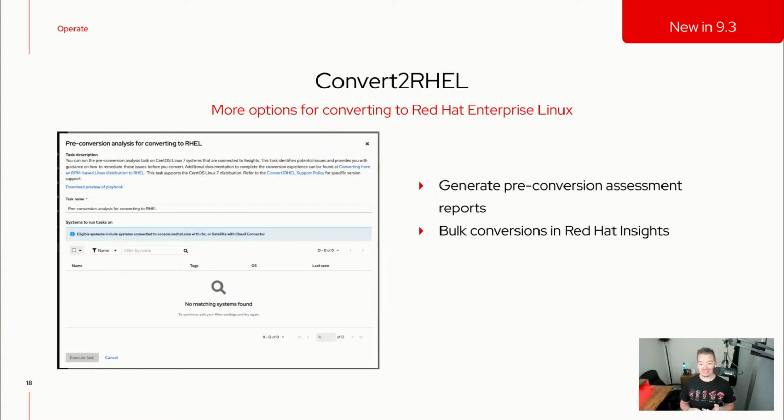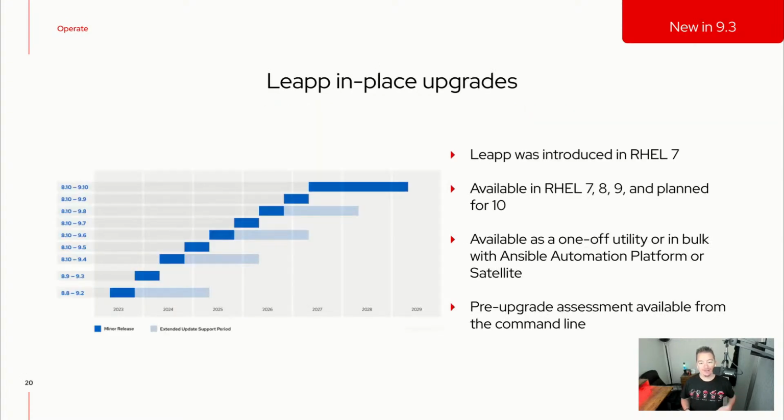So if you've got CentOS Linux 7 systems, maybe you've got 100 of them, you can now register all 100 of them with Red Hat Insights, run that pre-conversion assessment, make any changes or make your backups. Please take backups of your systems, and then you can select those systems or batch those systems into groups to do bulk assessments and then bulk conversions on Red Hat Insights.